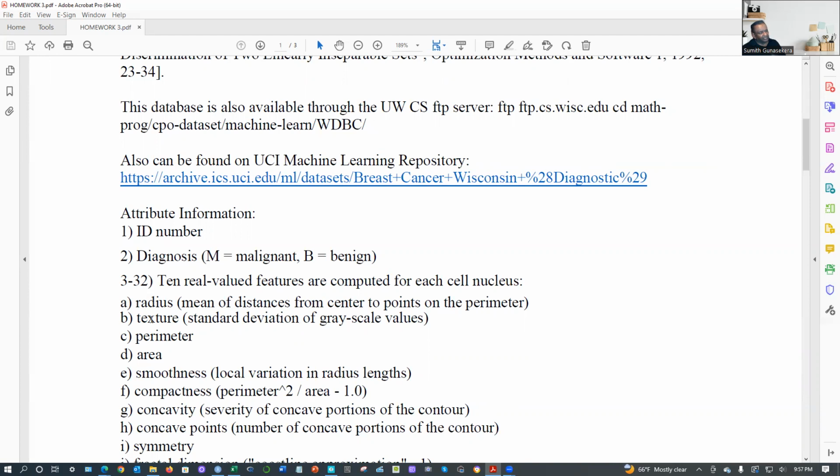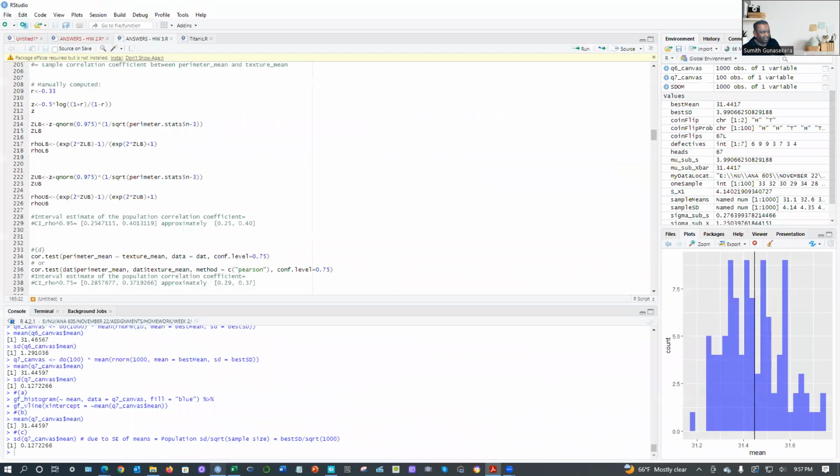Texture is the standard deviation of the grayscale value. Texture also has the mean and standard deviation. Everything has a mean and its own standard deviation, called the standard error. Okay. Standard error.